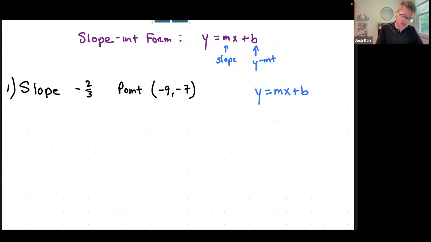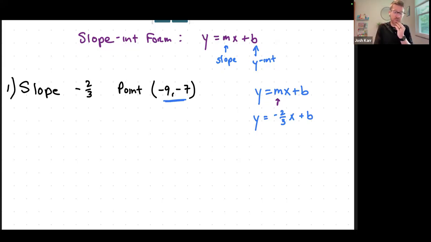We're already given one of those, right? We're already given that the m of our equation is negative 2/3. So we already know half of our answer. Our equation should look like y equals negative 2/3 x. We just don't know this b part, right? We don't know where the y-intercept is. This is not a y-intercept because the x value is not 0. So we have to figure out what to do with this point.